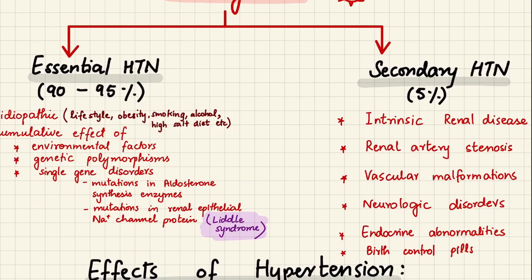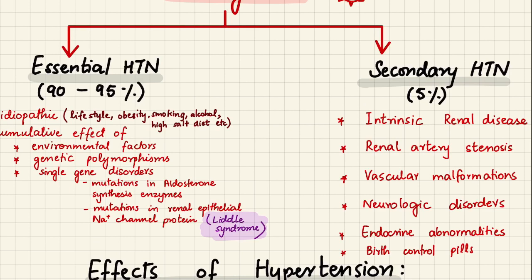Now, the secondary hypertension is 5% of the cases, and in this case, we know what the hypertension is caused by. It can be an intrinsic renal disease such as acute glomerulonephritis, polycystic disease. There can be a renin-producing tumor inside the kidney. There can be renal artery stenosis, in which the kidney thinks that the overall blood pressure is low because the kidney itself is receiving less blood and thus releases renin and all that that follows. And there can be vascular malformations like aortic coarctation.